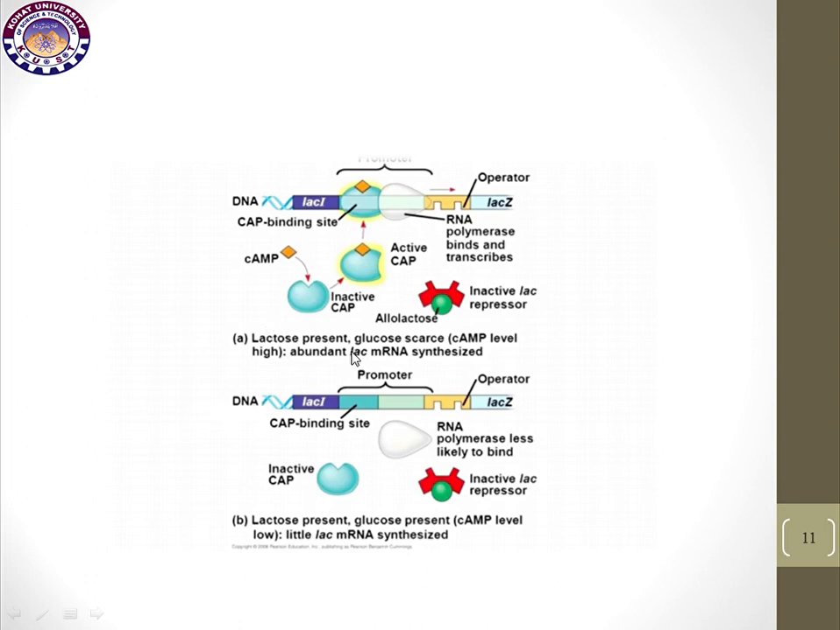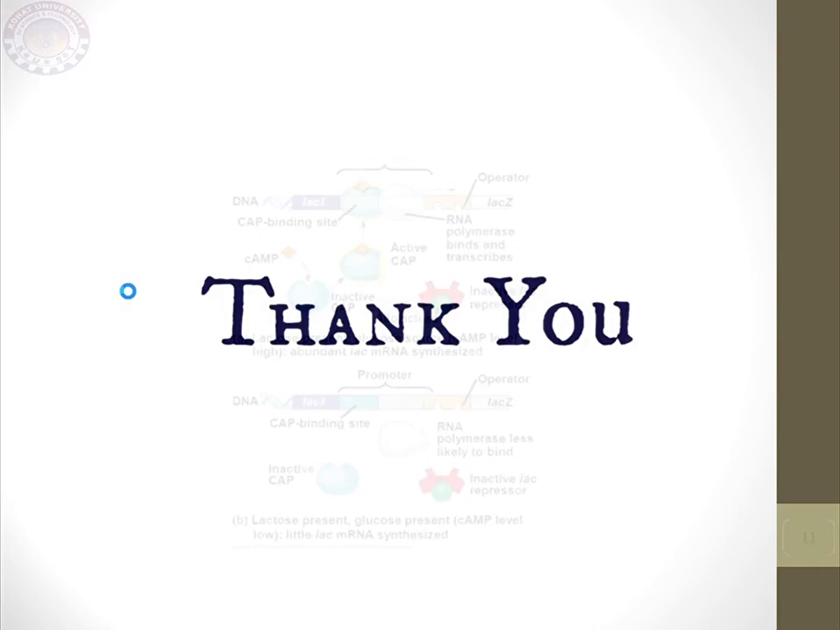So when lactose is present and glucose is scarce, the cAMP level is high, and abundant lac mRNA is synthesized. In this diagram we see that if lactose is present and glucose is present, the cAMP level is low, so little lac mRNA is synthesized. This is the difference between these two diagrams: the cAMP level is high in one and low in the other, so abundant lac mRNA is synthesized in one and little in the other. This is known as positive gene regulation. Thank you.